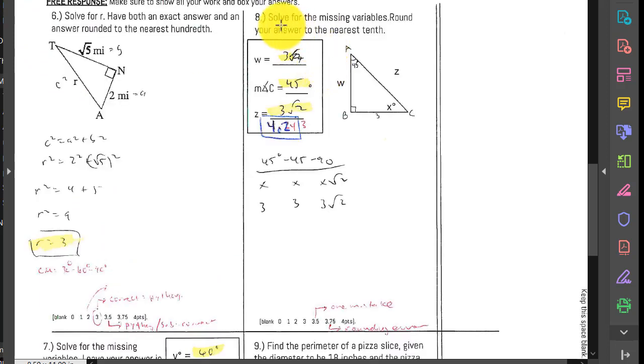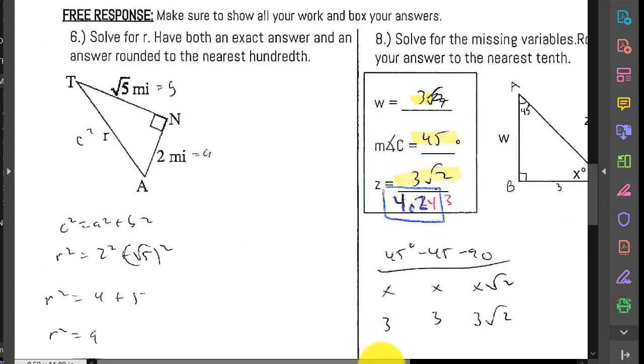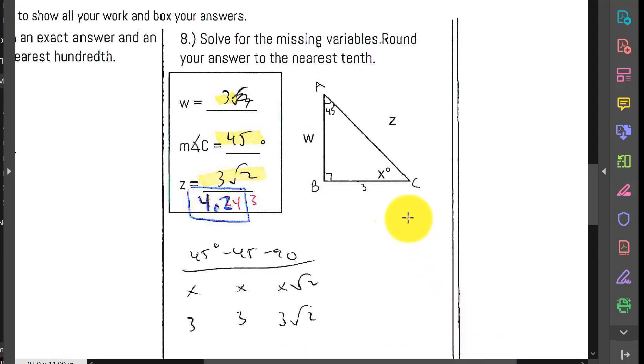Question number 8: solve for the missing variables, round your answer to the nearest tenth. I have this triangle here. Let me see if I can zoom in. There you are. So you have a 45-degree angle here. And this is 90, so this one has to be 45 degrees. So the measure of angle C, this angle, is 45 degrees. If this is a 45 and this is a 45, then opposite of those congruent angles are congruent sides. Which means that if this side is 3, then this side also has to be 3. W is equal to 3.